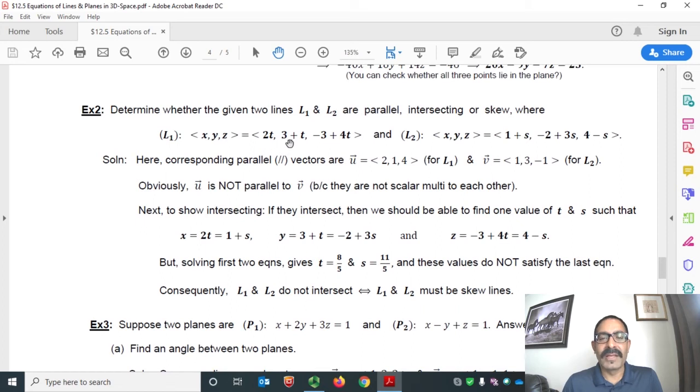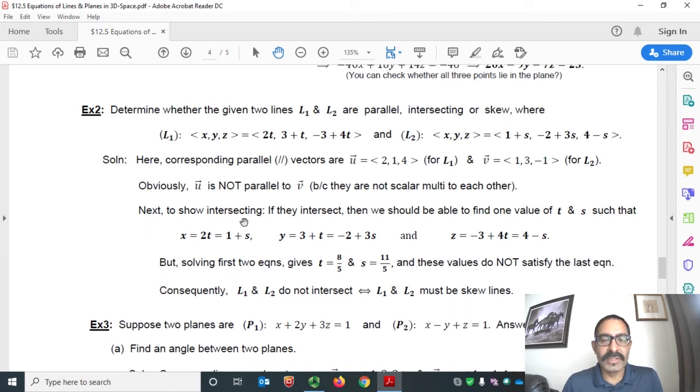If we have a line, then we can easily find a parallel vector to the line. So the corresponding parallel vector to the first line is, I assume u equals 2, 1, and 4, and this is for L1. And for L2, I assume vector v, which is 1, that means the coefficient of s, then 3, minus 1. And by here, obviously u is not parallel to v because they are not scalar multiples of each other.